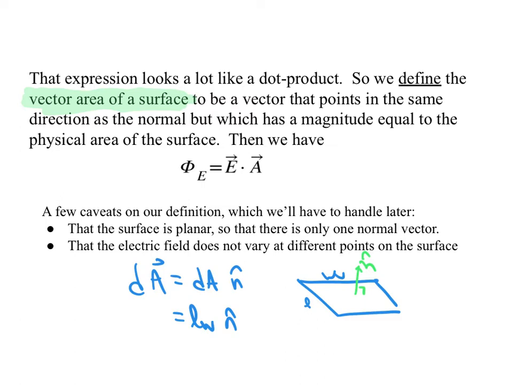This allows us to come back and have a definition of the electric flux as just E dot A. That's the flux through the surface A. And this would allow us to deploy all of our vector knowledge as well. A couple of caveats on the definition, but we'll handle them later. 1, the surface here is planar, so there's only one normal vector. And 2, the electric field does not vary at different points on the surface. And we'll want to be very careful about that. If the electric field were different in different places, we haven't really defined that if it weren't constant. And we'll have to come back and do that.